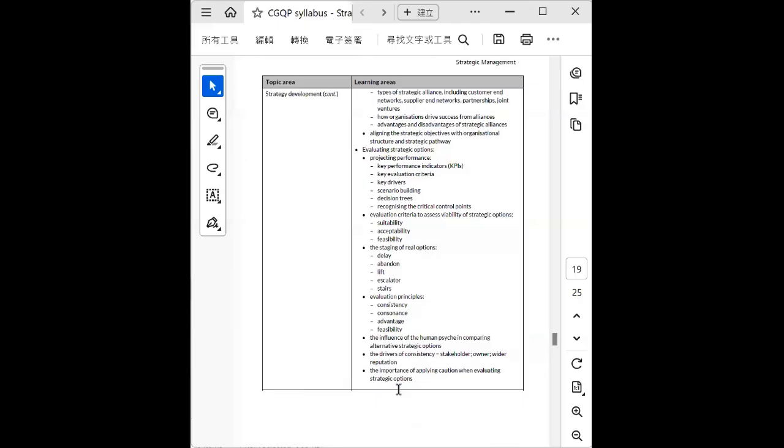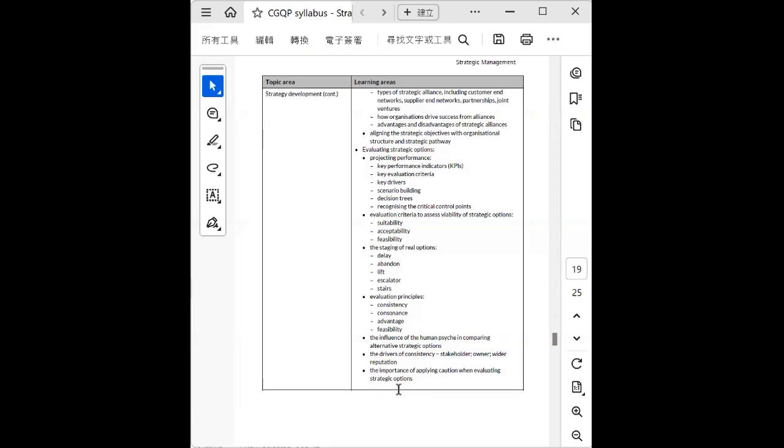And then, maybe I should explain each a little bit more. Delay means postponing your decision to gather more information in order to reduce the uncertainty. Abandon means discontinuing your strategy, which is no longer viable. Lift means scaling up your successful strategy to achieve greater impact.